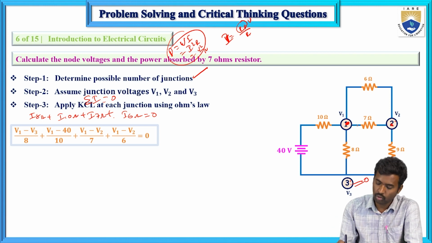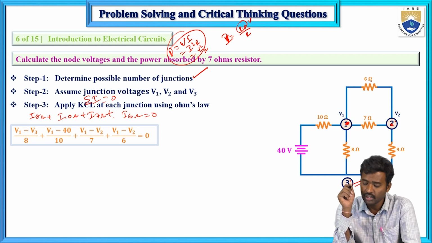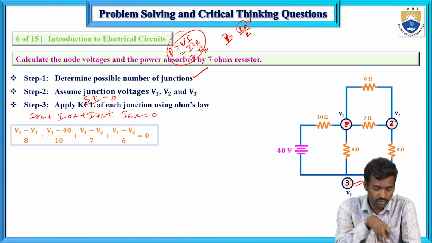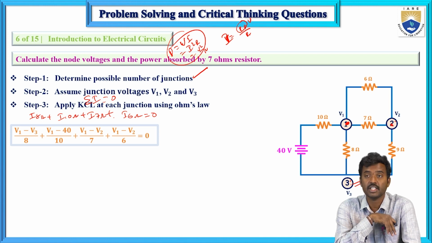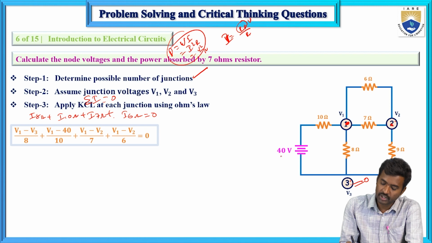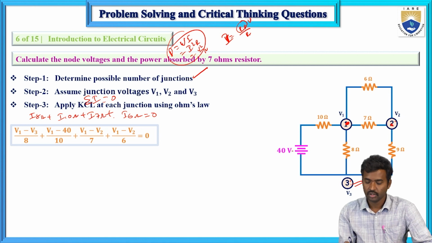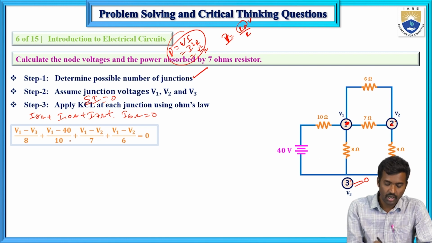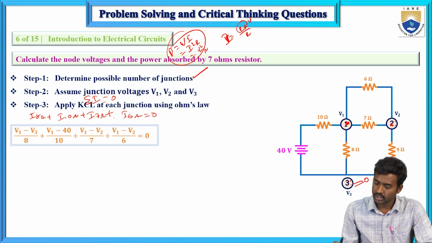This is the 8 ohm resistor current, the 10 ohm resistor current, the 7 ohm resistor current, and this one. How do you calculate the current? Current equals potential difference divided by resistance. The resistance values we already know: 7, 10, 7, 8, 10, 7, 6. Here the potential is V1 and this potential is 40. The potential difference across this 10 ohm resistor is V1 minus 40, and for the 8 ohm resistor, V1 minus V3. The voltage across this 7 ohm resistor is V1 minus V2, and the voltage across this 6 ohm resistor is also the same, because these two are connected in parallel.